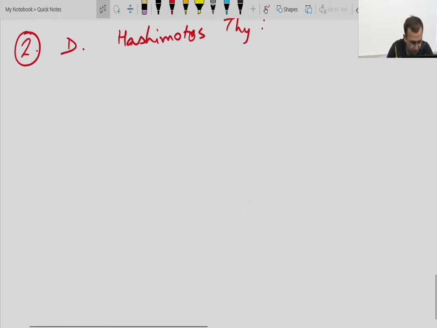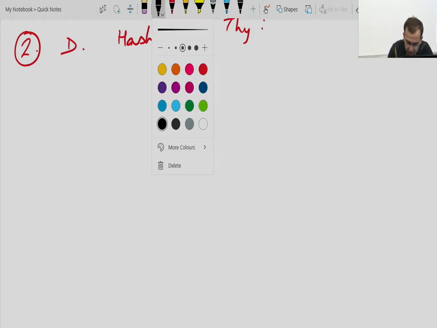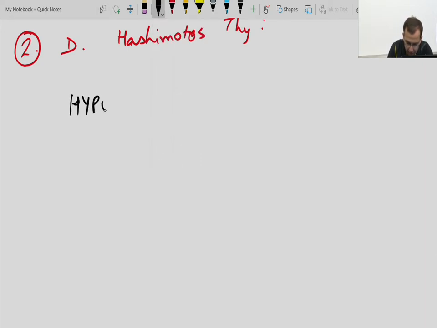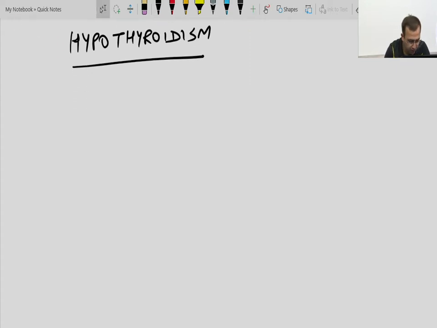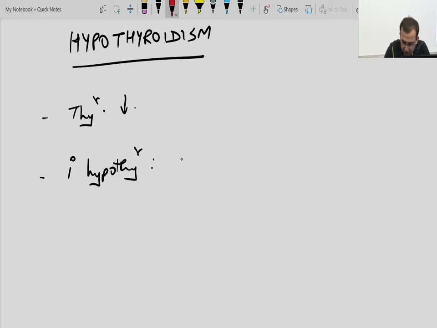So let us start with the broad heading of hypothyroidism. In hypothyroidism, the thyroid production is reduced. What are the causes? I can divide it into primary hypothyroidism, which is an intrinsic abnormality of the thyroid.